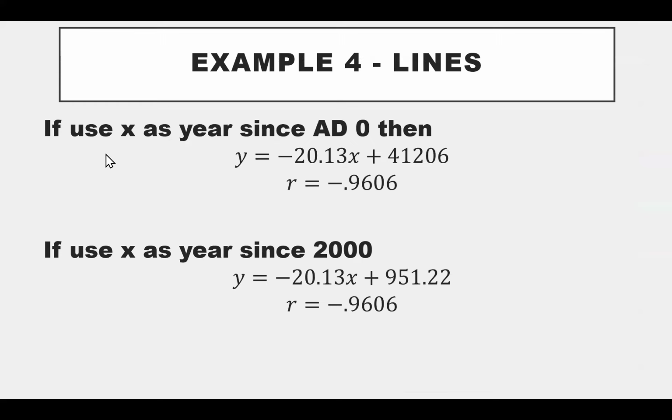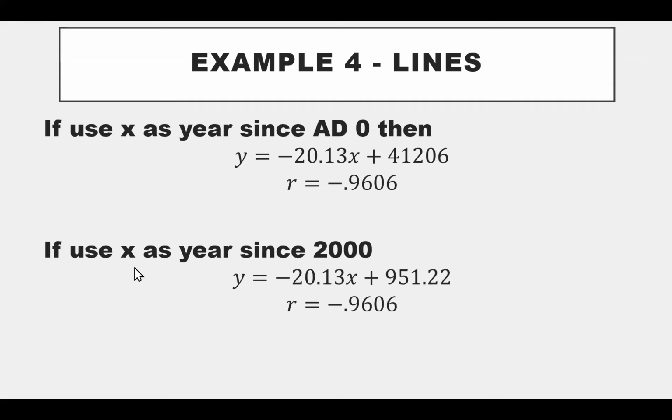So let's look at both lines. If I use X as the year since AD 0, so that means 2008 is in fact used as an X value of 2008, then I get this line, Y equals negative 20.13X plus 41,206. And my R value is negative 0.9606.